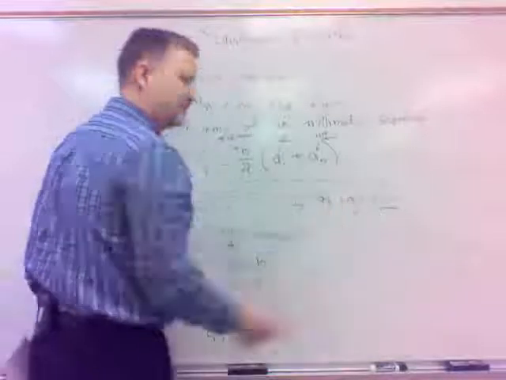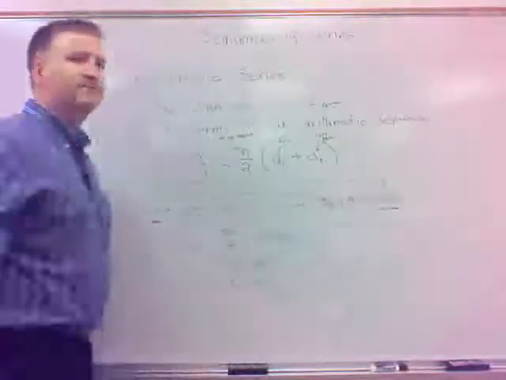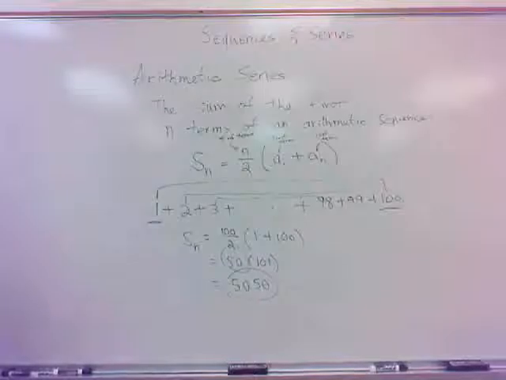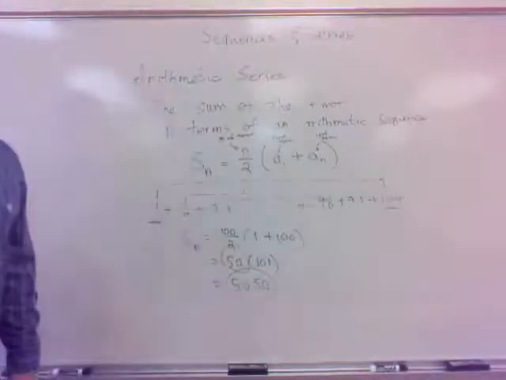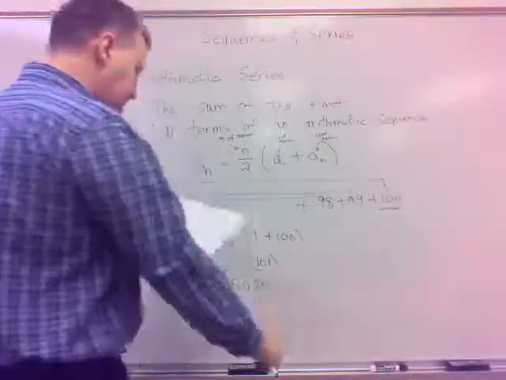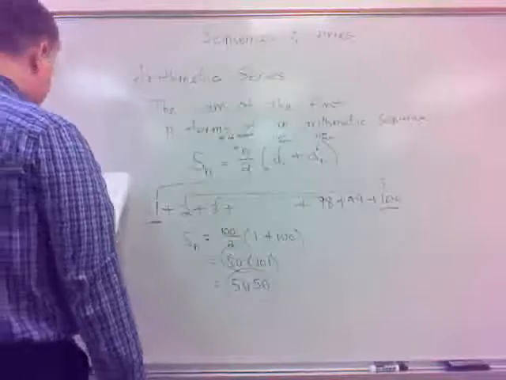And why is it 101? 1 plus 100 is 101. 2 plus 99 is 101. 3 plus 98 is 101. So every pair adds up to be 101. So you have 50 pairs of 101. That's why that formula works. Okay? So it's a nice way of doing it. So that's how one like that works.